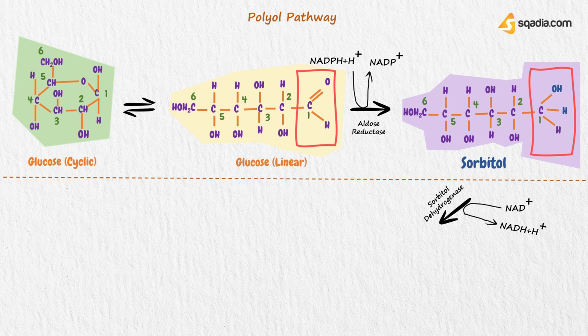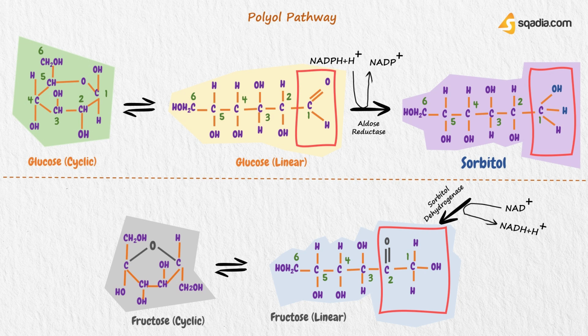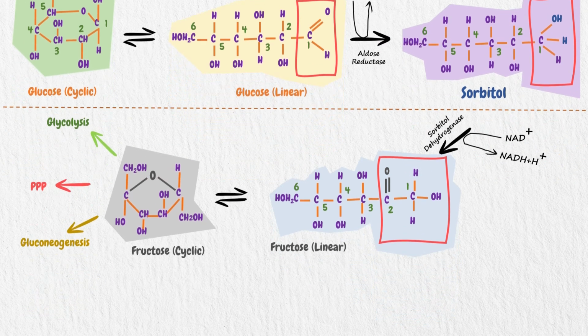Now from the structure of sorbitol, 2 hydrogens are removed, 1 hydrogen attached to the position 2 carbon, and the second hydrogen from the OH group attached to carbon number 2, and now a double bond with oxygen is formed to fill the 4 valencies of the position 2 carbon. It is then converted to fructose, which is in linear configuration, and then this fructose converts to cyclic configuration. The fructose may ultimately feed into glycolysis, or the pentose phosphate pathway, or gluconeogenesis in the liver.